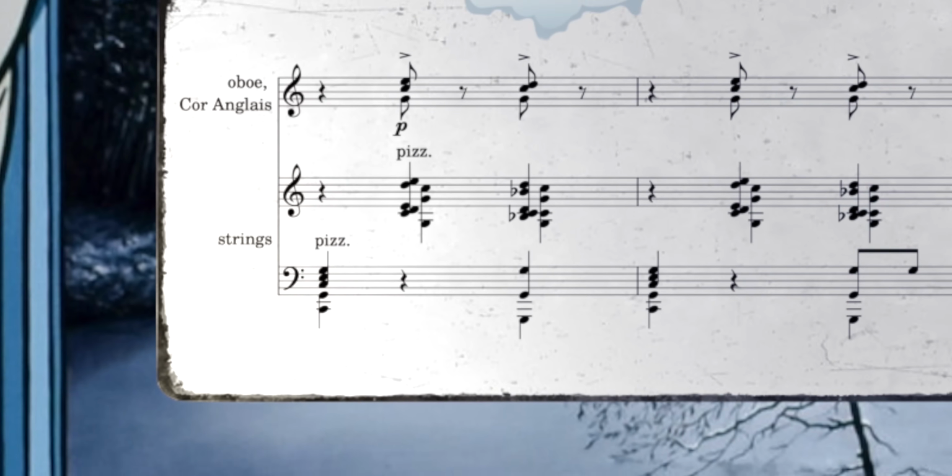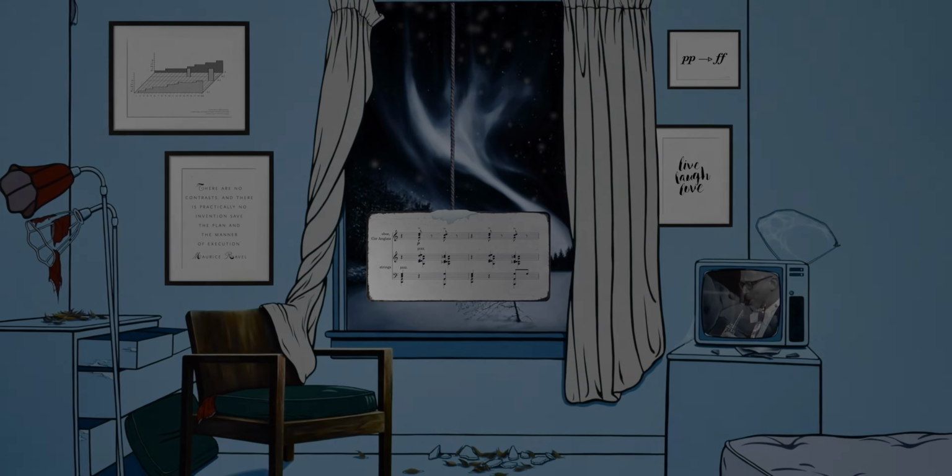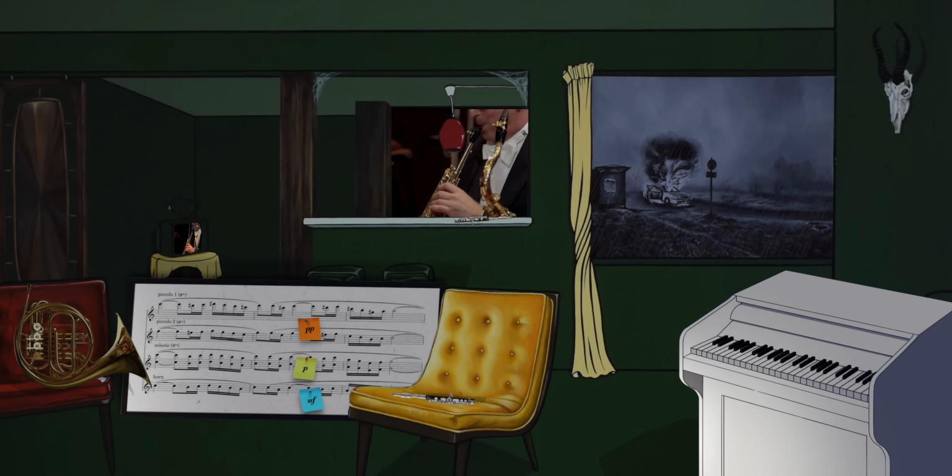Ravel constantly plays with orchestral colour in this way, using it to not only develop and alter the nature of the harmonic and rhythmic ostinatos, but also the melodies.